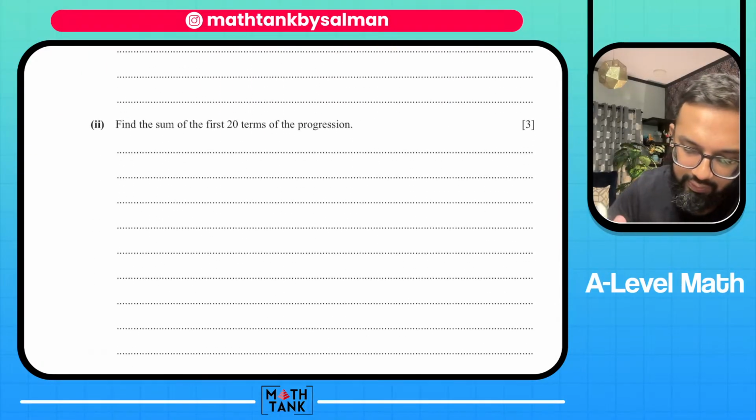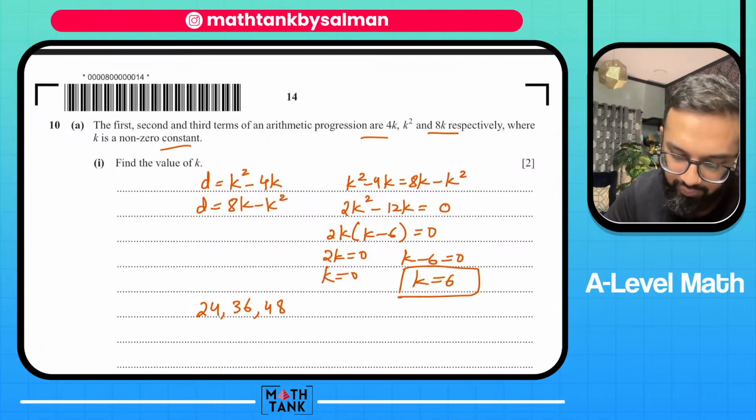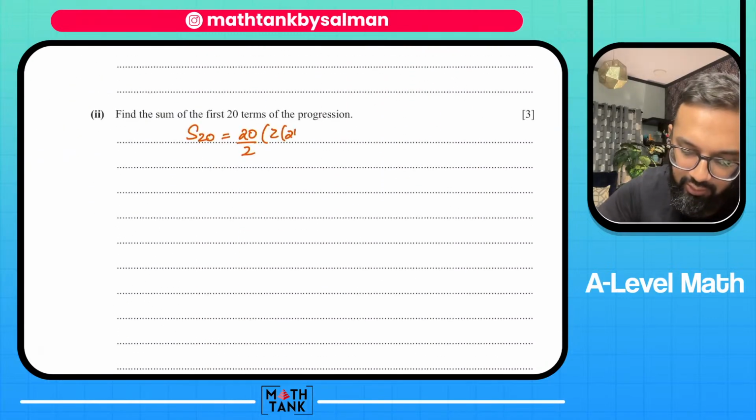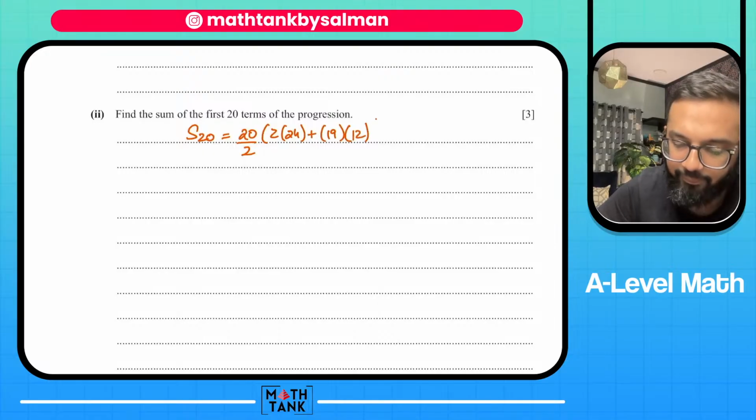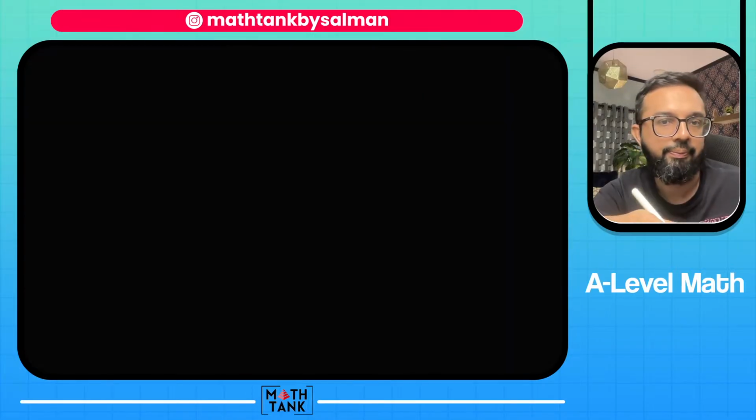Okay, then it says find the sum of the first 20 terms. So the sum of the first 20 terms is 20 over 2, 2a. 4k was the first term, so 24 was the first term. I see that the common difference was 12. I plug all of that in to find out a final answer.